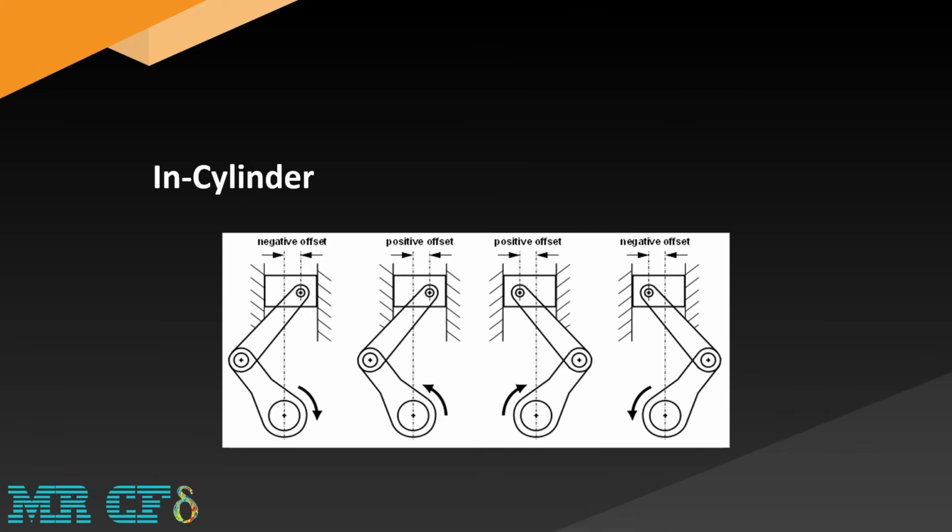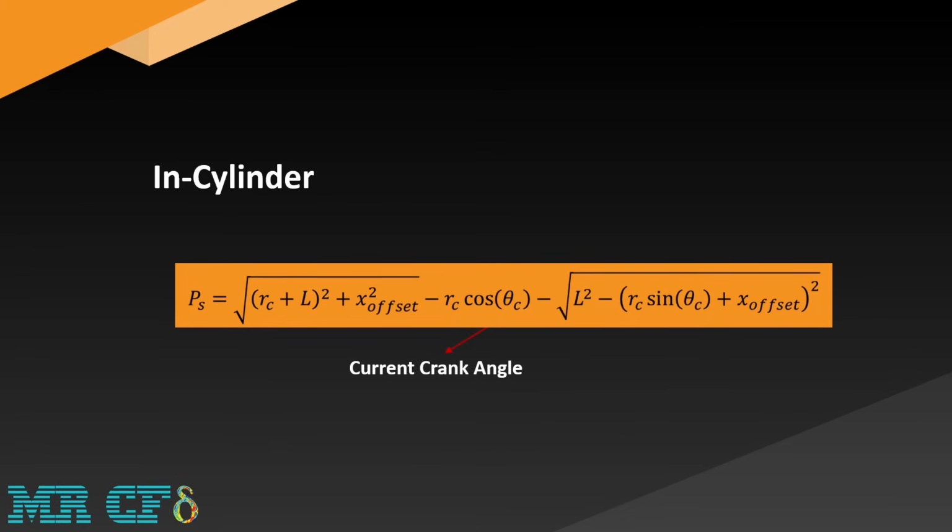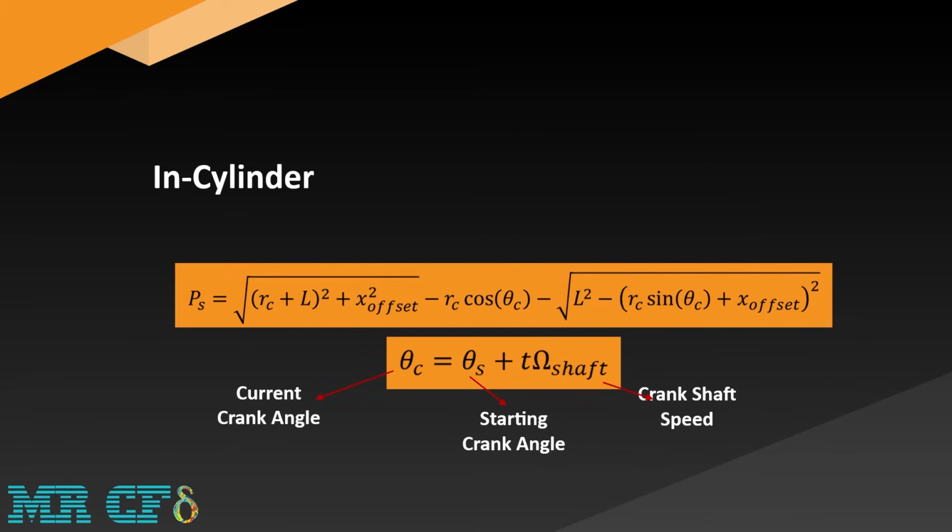That is, when the piston pin is vertically offset from the plane defined by the crankshaft axis and the direction of piston movement. This deviation can be positive or negative, and it is determined based on the geometry and direction of rotation of the crankshaft. Also, theta C is the current crank angle. The mentioned current crank angle is obtained by this relation, where theta S is the starting crank angle and omega shaft is the crankshaft speed.